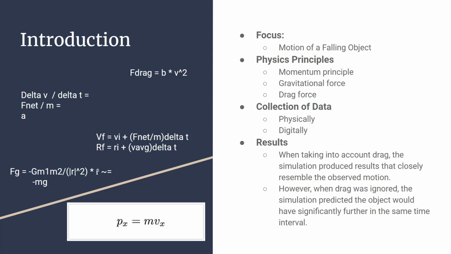To demonstrate this phenomenon of falling motion, I recorded the movement of a physical object when released in midair and then coded a simulation that would model the same motion digitally. After executing the experiment, I found that the computer model, when considering drag forces, was able to closely predict the position at any given time. However, if drag force is ignored, there's a significant deviation in the results.